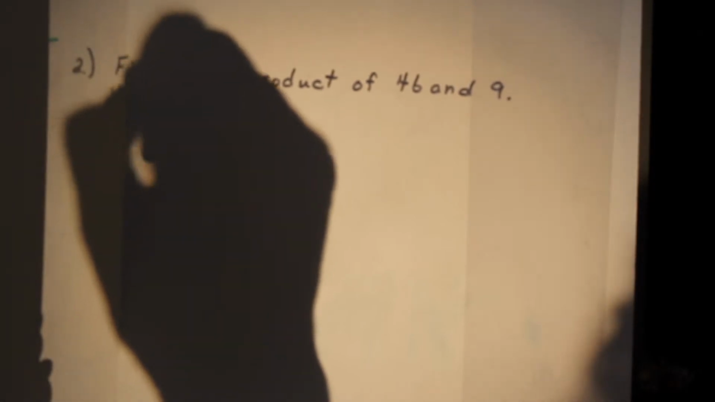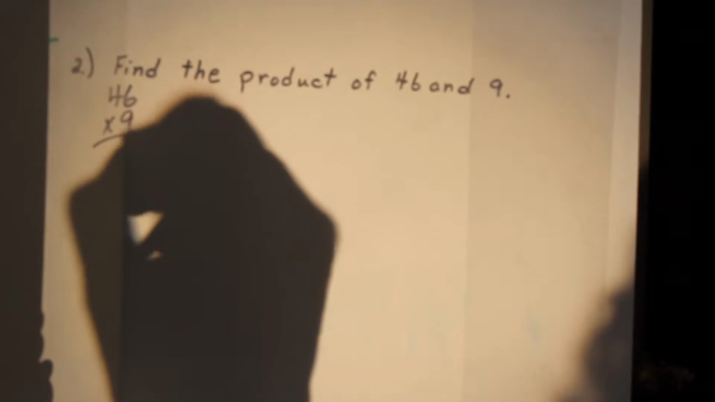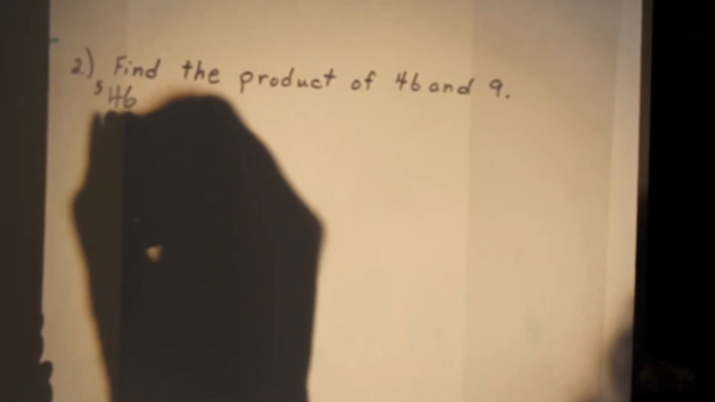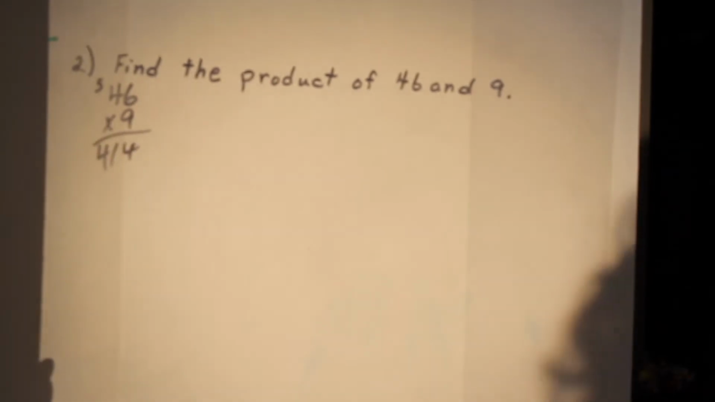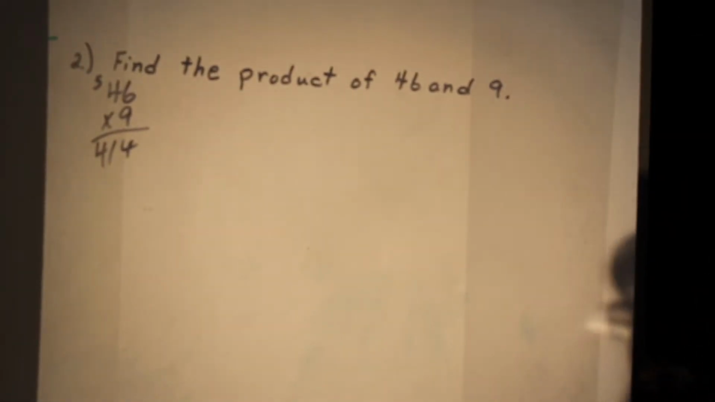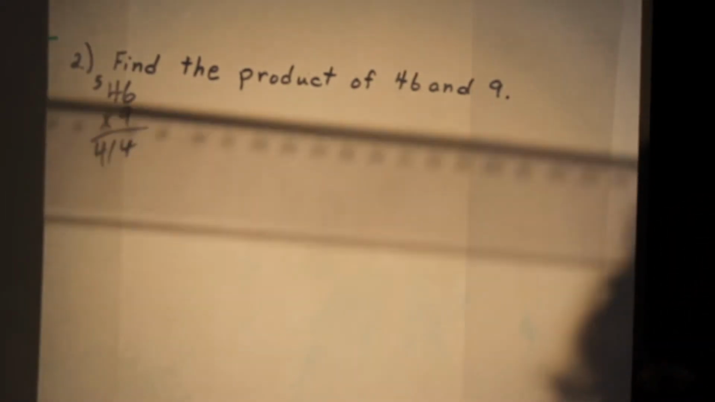So 46 times 9. 9 times 6 is 54. 9 times 4 is 36, plus 5 is 41. So, again, what are we going to use to answer the question? If it's worth more than 1 mark, you need to figure out how to answer it correctly.